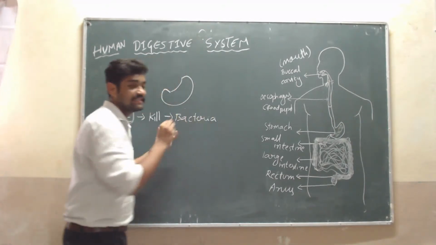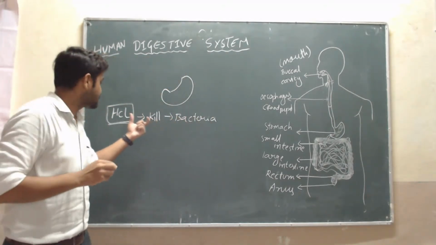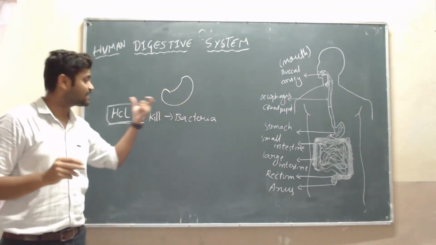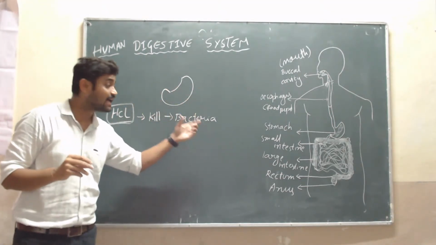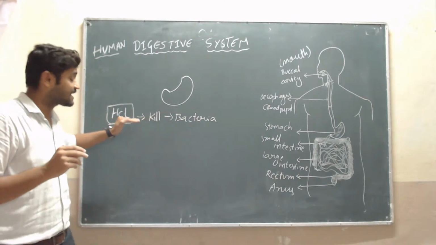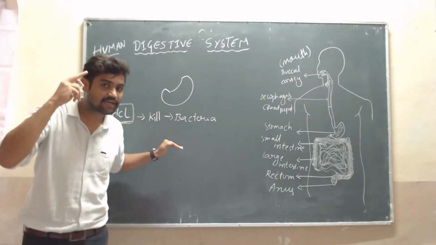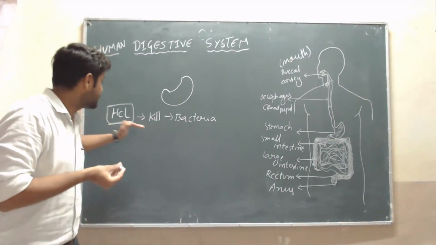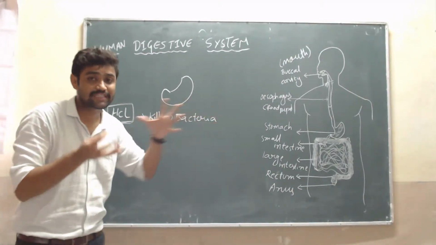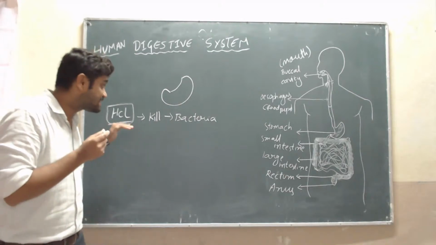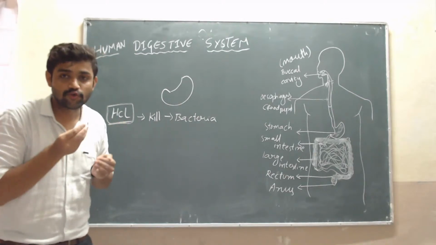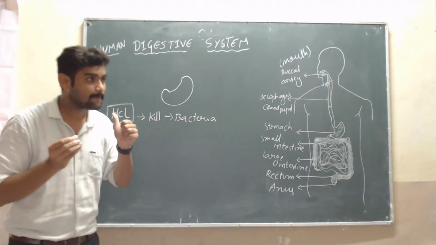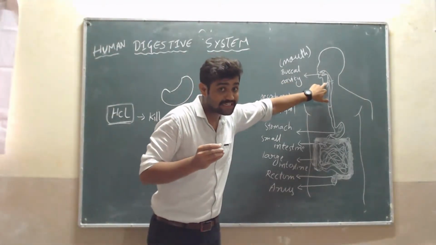The HCl present in the stomach kills many bacteria, and the stomach also secretes many enzymes. Enzymes help us to react more. Then this HCl helps to digest the food. What type of food? Here carbohydrate is digested.